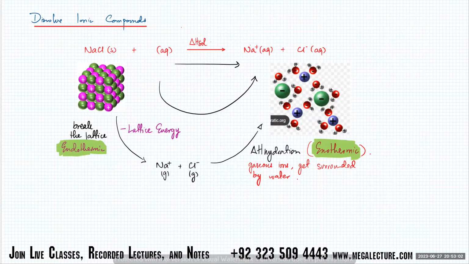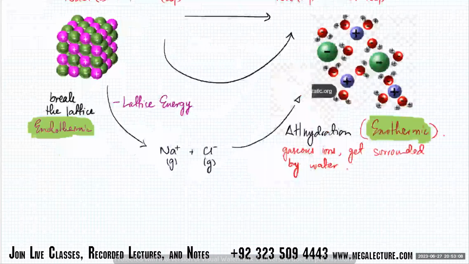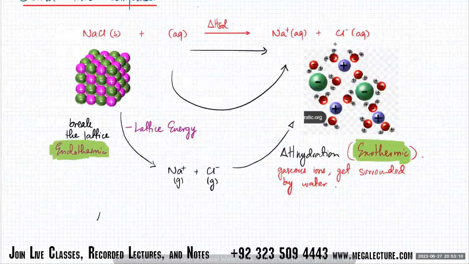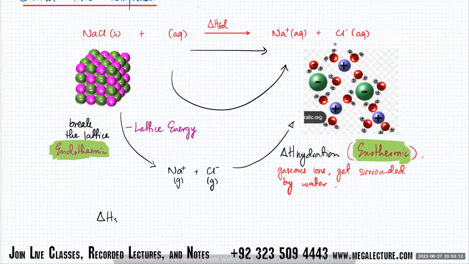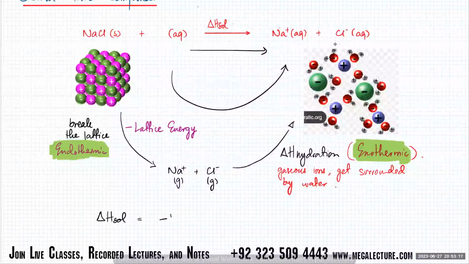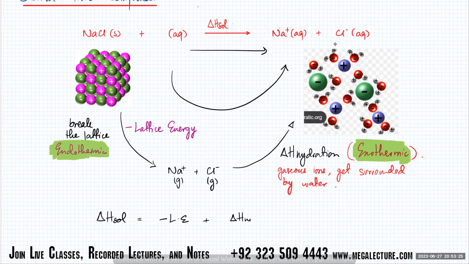that's basically our Hess cycle for this one. And we can write the expression that enthalpy change of solution is basically equal to what? Breaking the lattice, just the negative of lattice energy, plus then the ions forming bonds with water, that's enthalpy change of hydration.